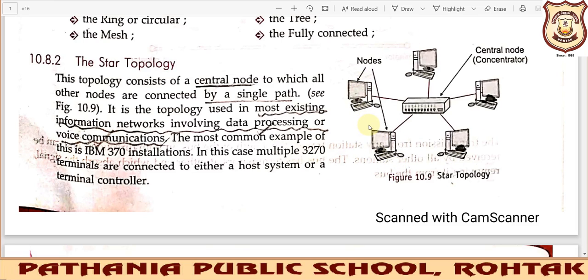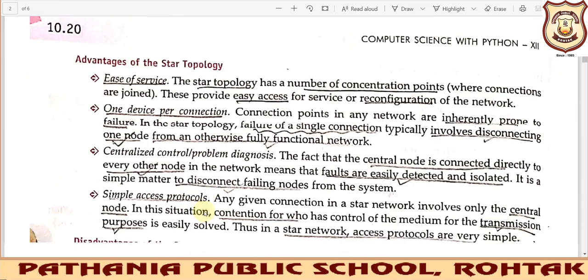So we are easily able to detect which computer is not working in this particular type of network. Topology means the arrangement of the computers. So we have to arrange the computers in a star-like fashion. This topology means we are arranging the computers in a star shape. So what benefits are we getting? We are discussing that here.